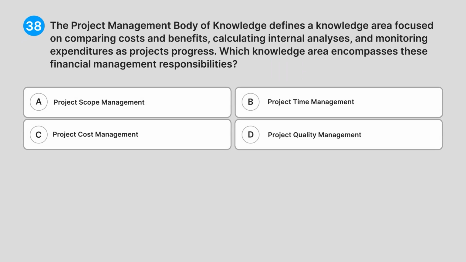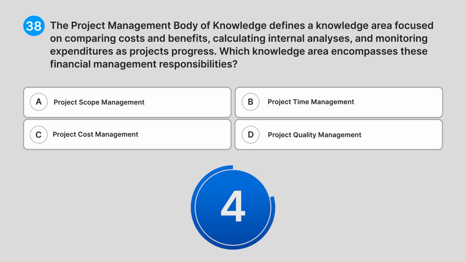38. The project management body of knowledge defines a knowledge area focused on comparing costs and benefits, calculating internal analyses, and monitoring expenditures as projects progress. Which knowledge area encompasses these financial management responsibilities? A. Project scope management. B. Project time management. C. Project cost management. D. Project quality management.